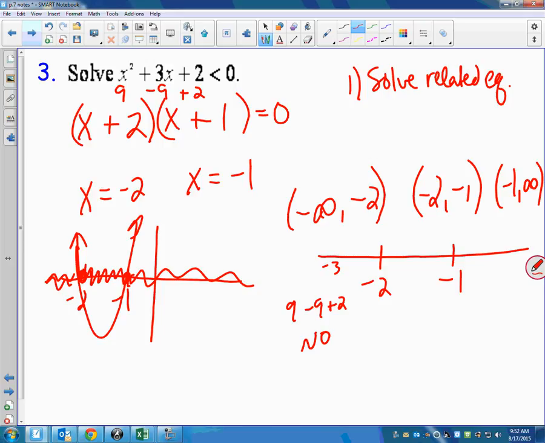If I plug in a number between -1 and -2, oh, what do you have to pick if you pick a number between -1 and -2? A fraction or decimal. Or could we skip it for now and go to this side? Because pick a number on the other side of -1. My favorite number every time I'm going to pick is 0, whatever interval 0's in. And if I plug 0 into that function, I'm also going to get 2, right? 0 plus 0 plus 2, which means that doesn't work.